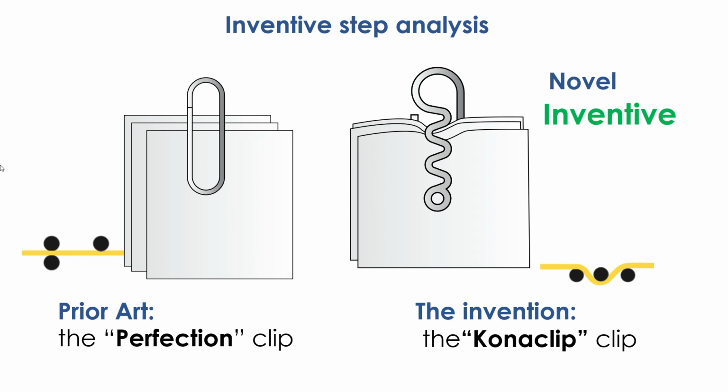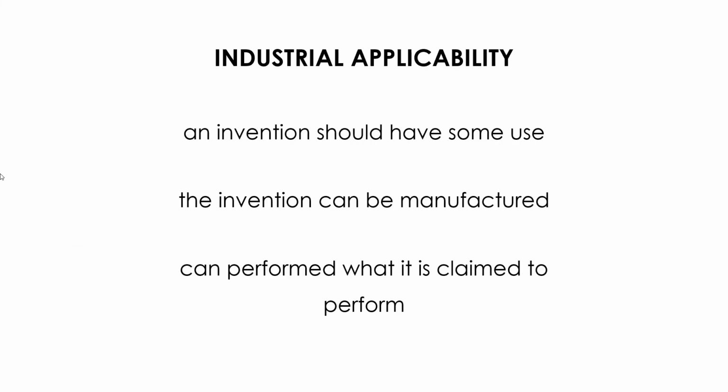Now that's for the inventive step, and now we move on to the industrial applicability requirement. An invention should have some use in order to be considered as having industrial applicability. Another way is to determine whether the invention can be manufactured or reduced into practice, or reduced into a machine, device, or any product, and it can perform what it is claimed to perform.